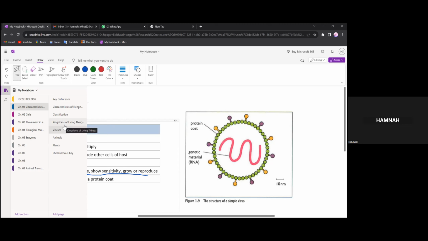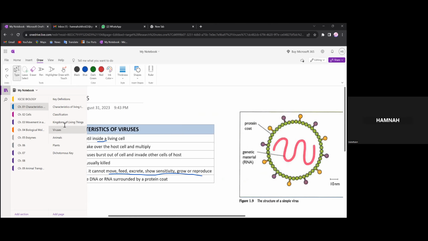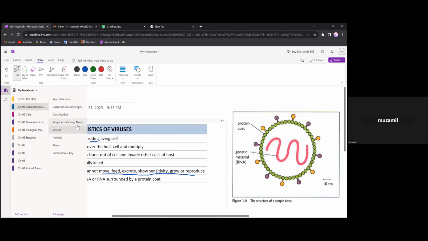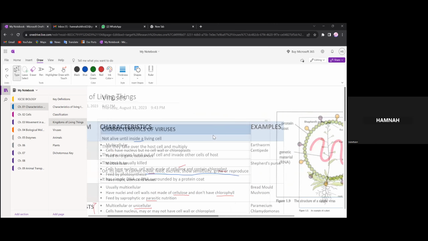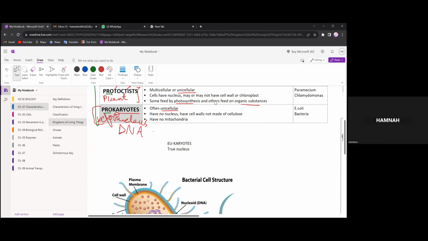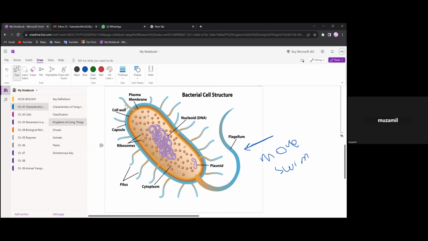Okay. So if I ask you to differentiate between a virus and a bacteria, what would you tell me? Bacteria are living things and viruses are not. Yes. And bacteria have more characteristics, or you can say structures, than viruses. You can name these structures as well. You can name any structure that you remember in your exam.